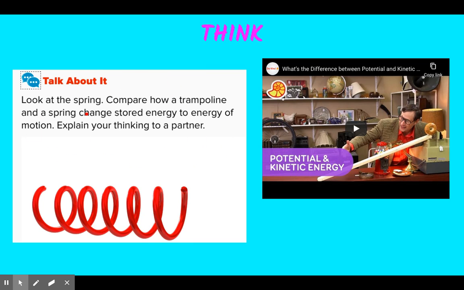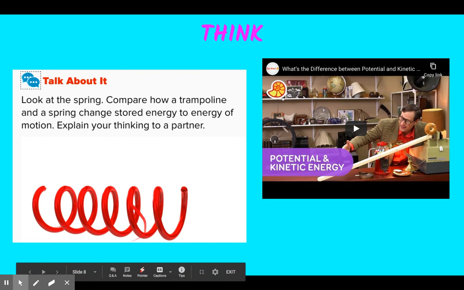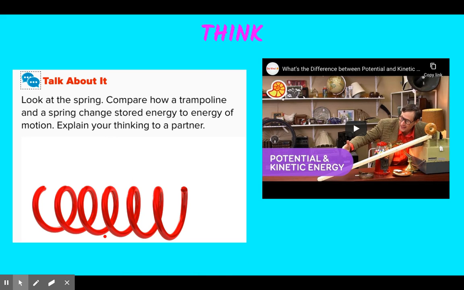So I just want you to think about this: compare how a trampoline and a spring change stored energy to energy of motion, which I briefly discussed a few seconds back. After watching this video, you're going to rethink about this trampoline and how the spring changes its stored energy to energy of motion. Here you can pause me and watch this video and rethink about this question and come up with your own observation, and you will be sharing that observation with me in the live session.